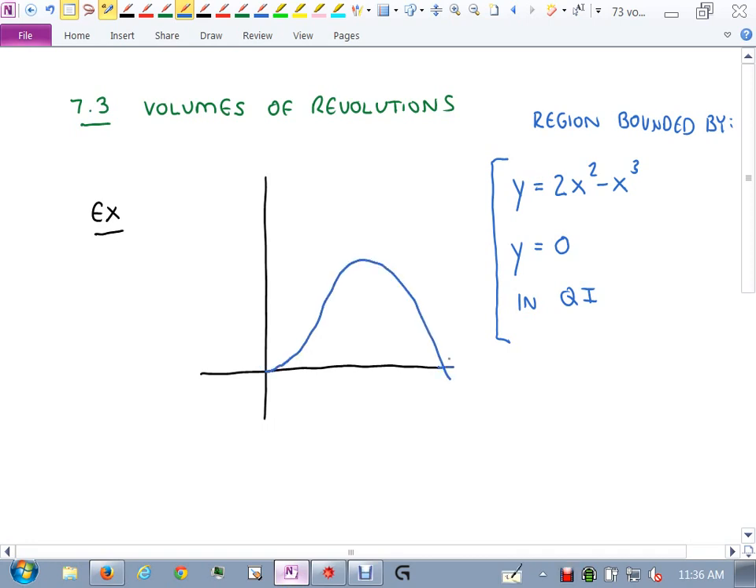Now, I would need to algebraically be able to figure out where these 2 points were, which you could do by setting this equal to 0. So I'll find that real quick. When does 2x squared minus x cubed equal 0? Just factor out x squared. You're left with 2 minus x equals 0. And then the only two solutions to this are 0 and 2. You follow? Okay. All right.